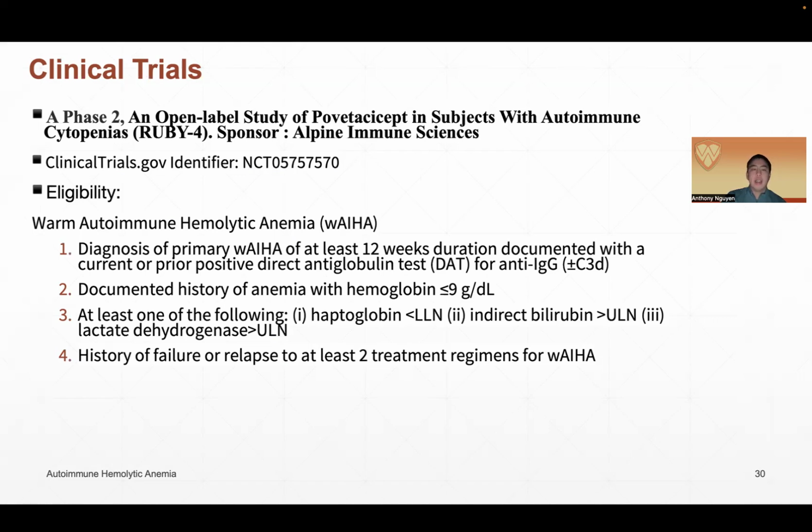Just like the last study, the diagnosis of WAIHA must be at least 12 weeks before, and the patient's hemoglobin needs to be less than 9. However, in this study, the patient must have failed or relapsed after at least two treatments for WAIHA.